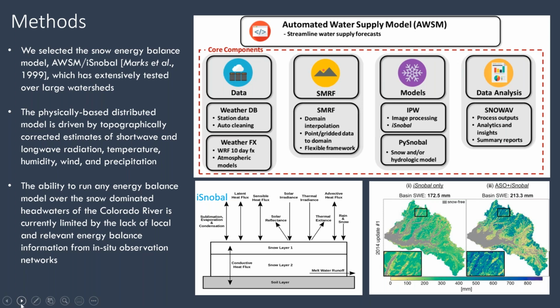But we are all aware that we lack local and relevant energy balance observations. We have very few stations that actually measure energy balance forcings. A lot of SNOTEL stations don't measure the net radiation fluxes that we need to force this model. So we really need to look to other sources in order to get the data we need, because your model is only as good as your inputs. So if we go to the next slide.